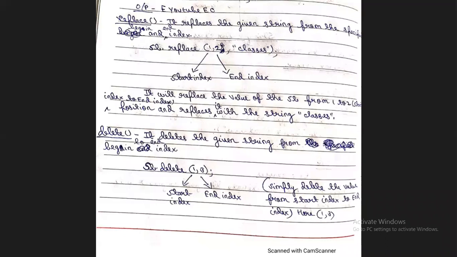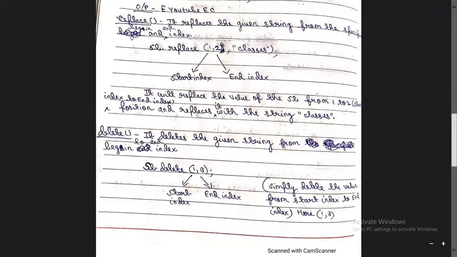The delete method deletes the given string from the begin to the end index. It totally deletes the string from the starting index to the end index, meaning it will delete the values from the starting index to the end index. So if we consider our example, in our delete there will be two parts of the parameter. The first part will be the start index, the second part will be the end index.